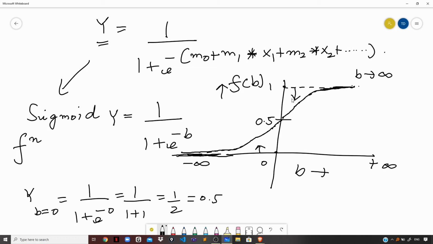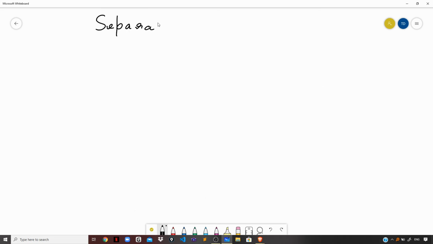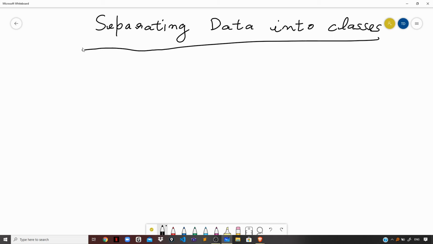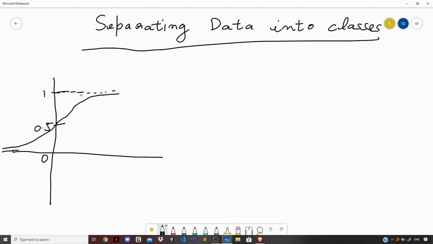So let us understand in context of binary classification how logistic regression can help you in separating your data into classes. So let us again draw the graph for logistic regression on one side of the whiteboard. It was something like this: 0.5, 0 and 1. So this is where we are getting a value of 1 and this is where we are getting a value of 0.